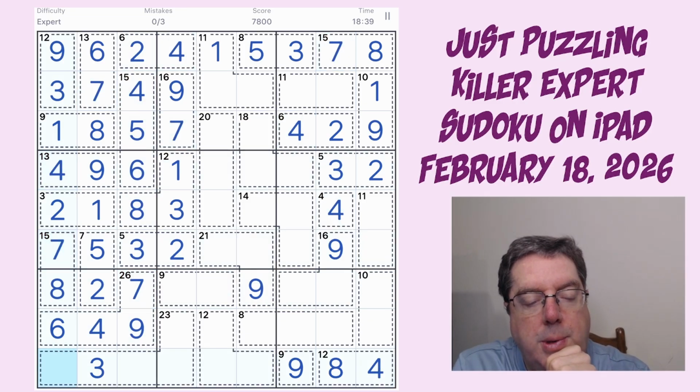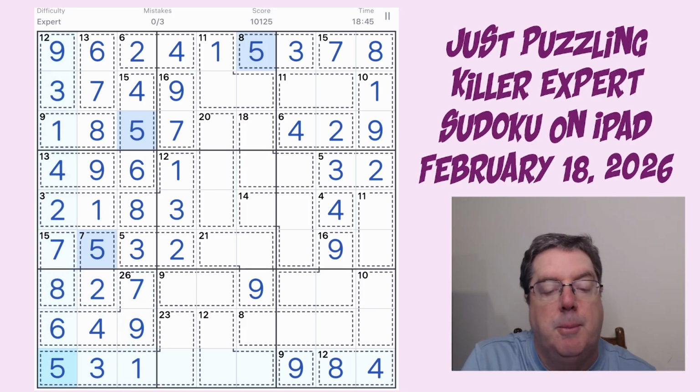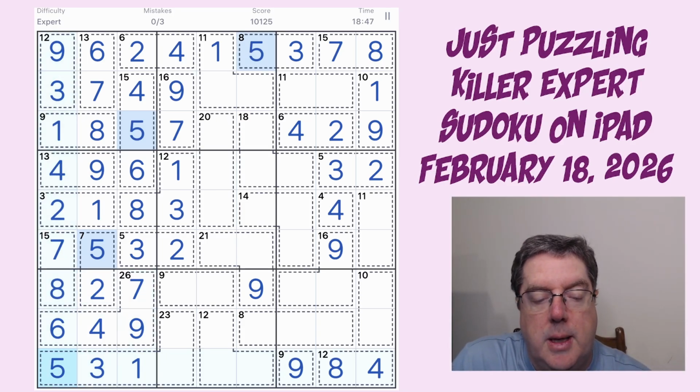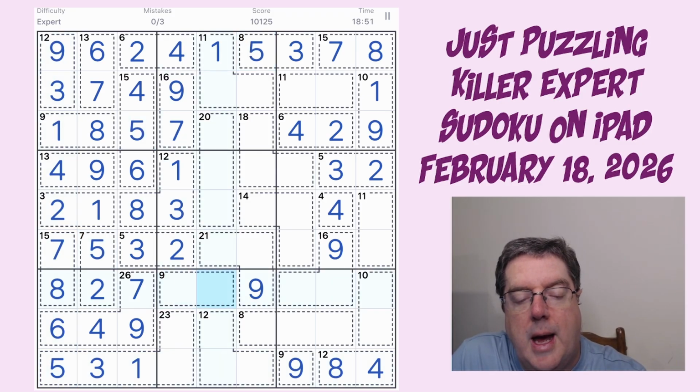Now 1 comes down here, 1 comes down here, so this is a 1 here. 1, 2, 3, 4, 5. 5 is there. Okay, still have 5 and 2 there. So 2 and 7's out, 8 and 1's out.